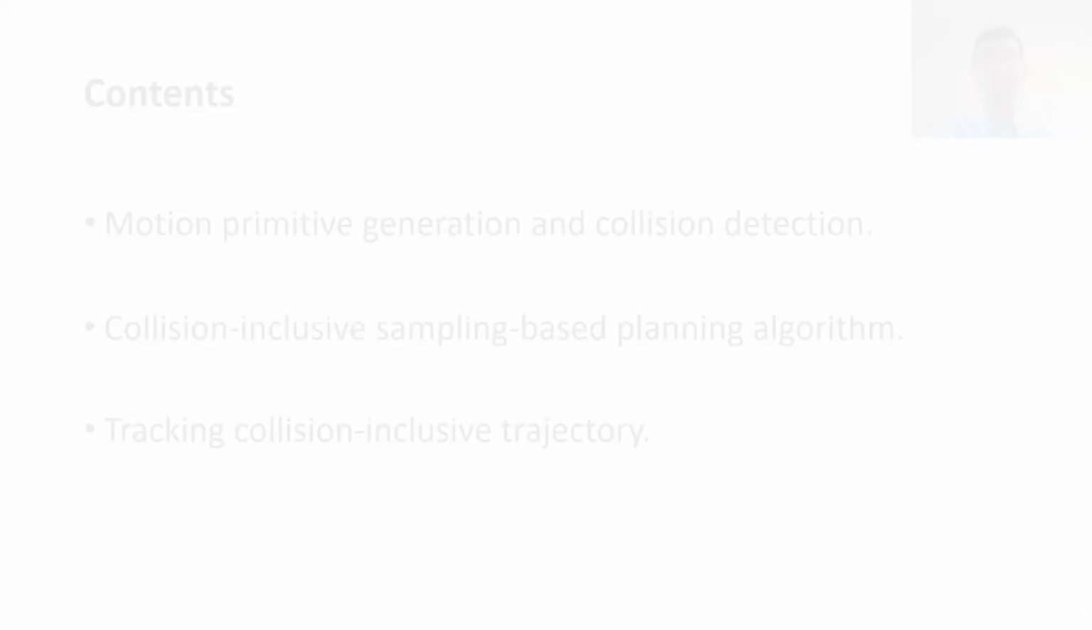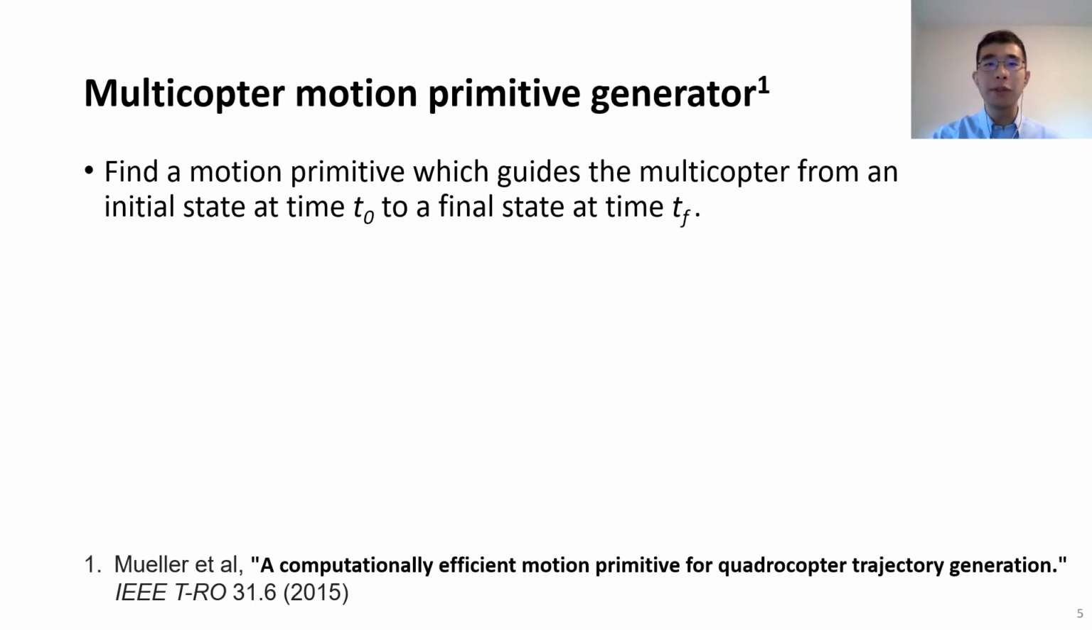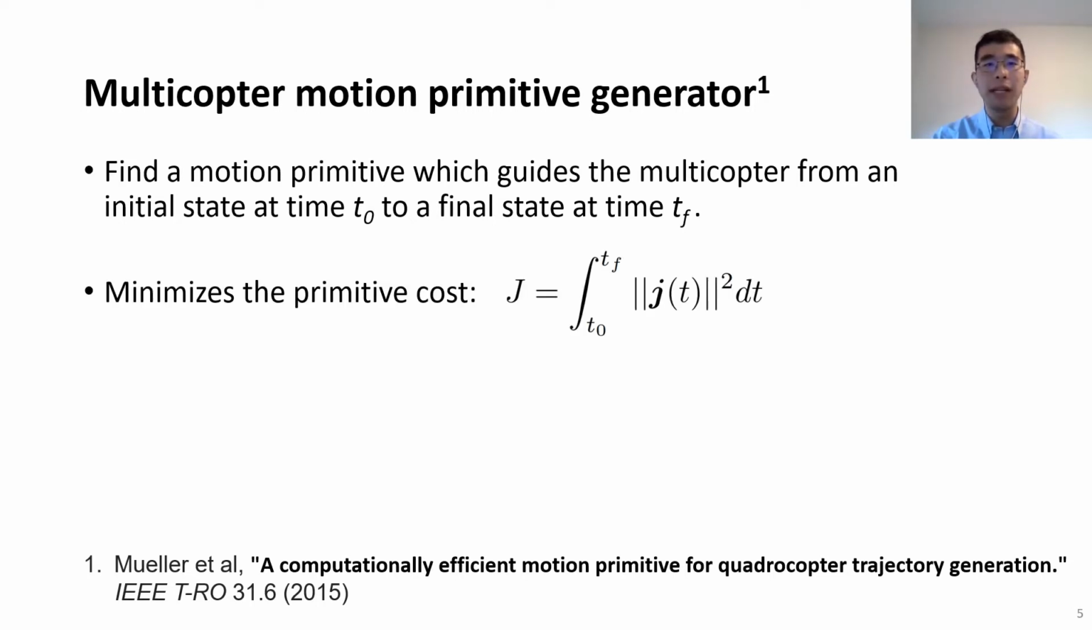So here we go. First, I would like to introduce the motion primitive generator tool. It can quickly compute a thrice differentiable trajectory which guides the multicopter from an initial state at time t0 to a final state at time tf, while minimizing a cost function as the integration of the norm of the jerk of the vehicle. This cost function is a heuristic for the aggressiveness of the primitive. Primitive with larger cost will be more aggressive and hence more likely to be input infeasible.